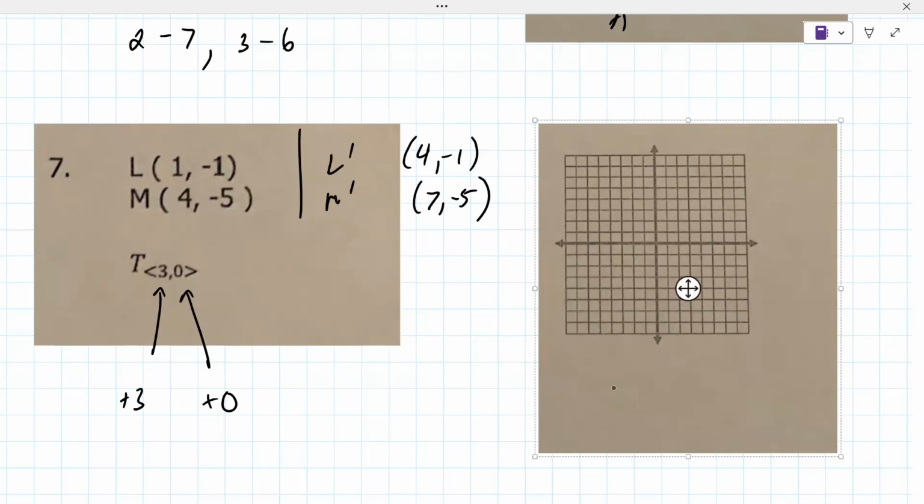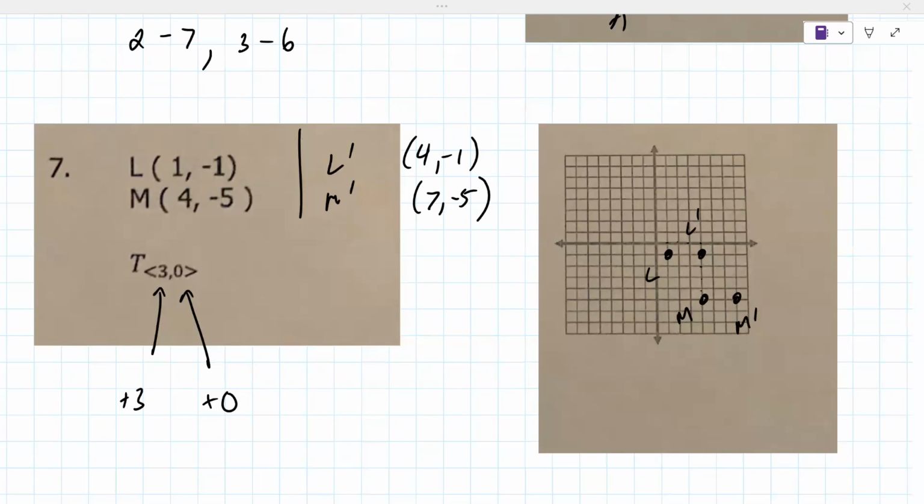So 1, -1. And then 4, 1, 2, 3, 4, -5, 1, 2, 3, 4, 5. All right, so we got L and M. L prime is there, and M prime is there. Any questions, thoughts on that? No, it's pretty straightforward. Yeah, really is.